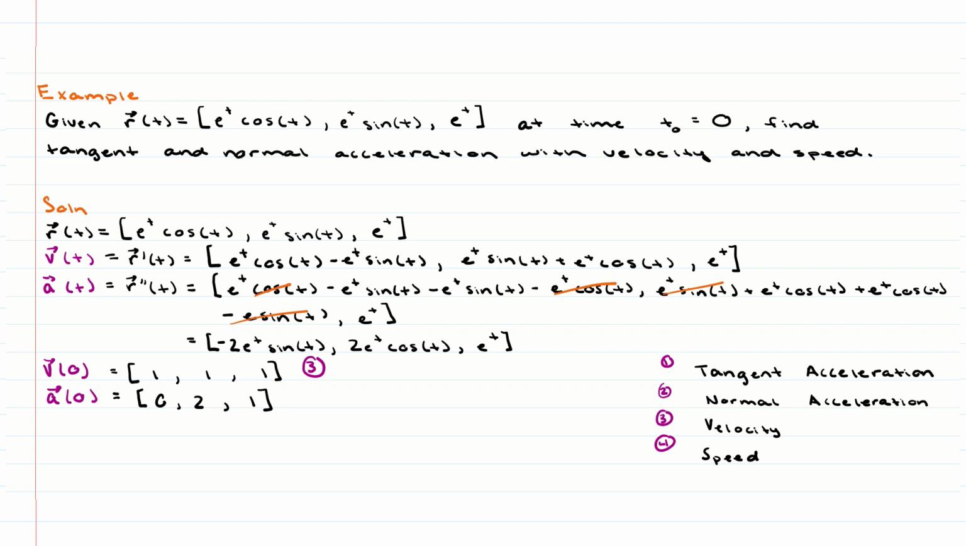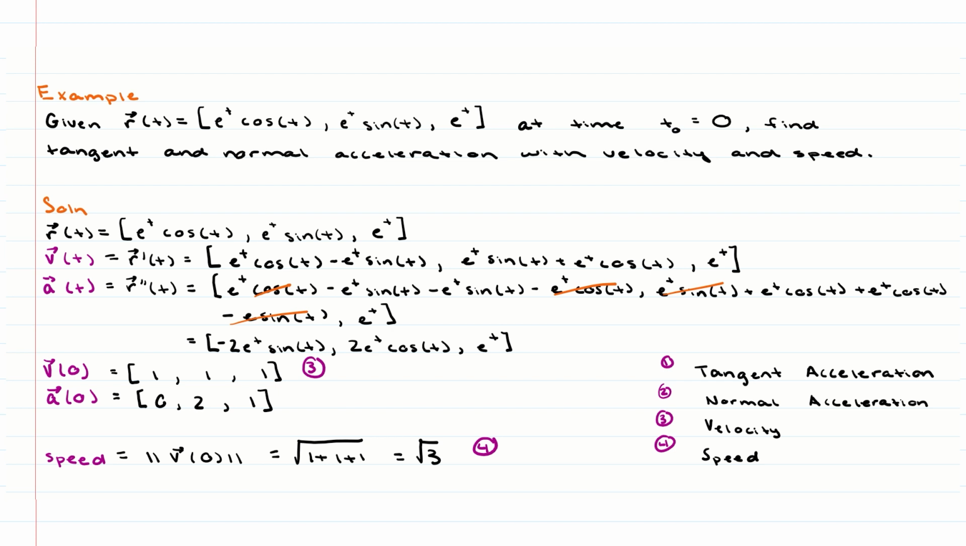Now, before we solve for tangent acceleration and normal acceleration, there's some low-hanging fruit here, and that's speed. Speed equals the magnitude of the velocity. This is pretty easy for us to solve. That's just going to equal the square root of 1 plus 1 plus 1, and that gives us the square root of 3. So boom, we just solved for speed.